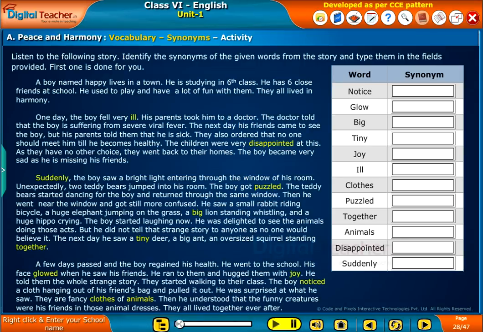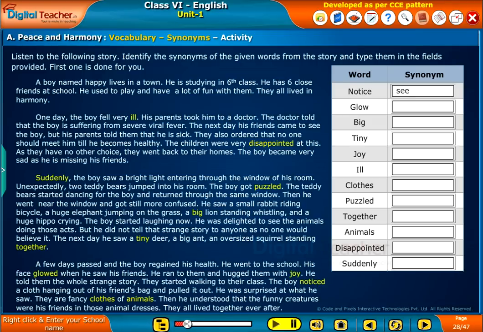Let us now do a simple activity to check your understanding. Listen to the following story. Identify the synonyms of the given words from the story and type them in the fields provided. Click the Submit button to view the answers.